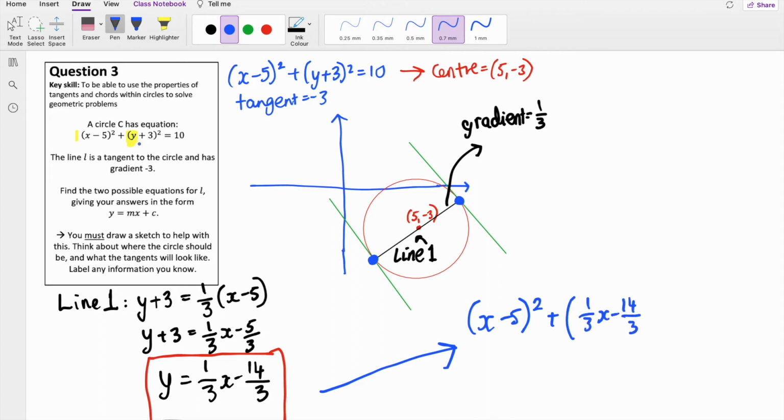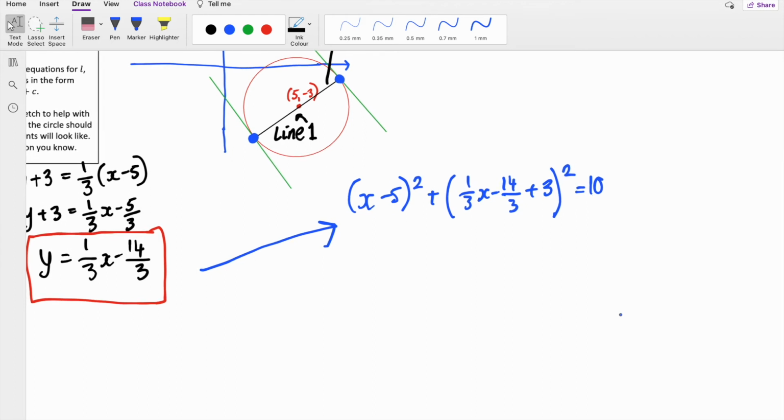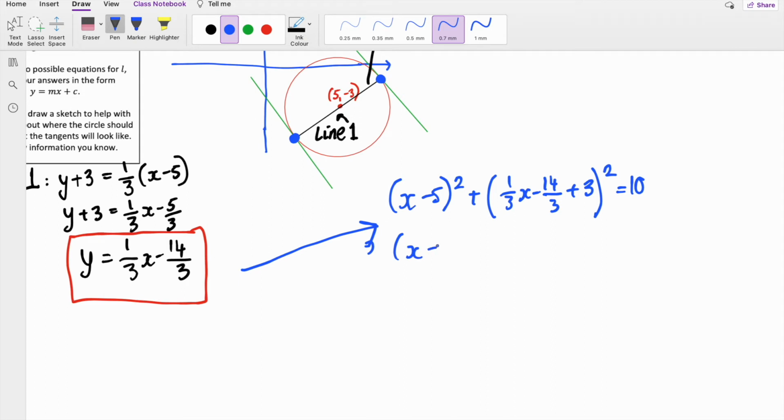And I'm adding 3 to that whole thing. And I'm going to square that. That equals 10. Now it's just a case of expanding your brackets and collecting your like terms. I'm just going to scroll down. So I'm going to simplify this here: (x − 5) squared plus (1/3 x − 14/3 + 3, which is −5/3) squared equals 10.